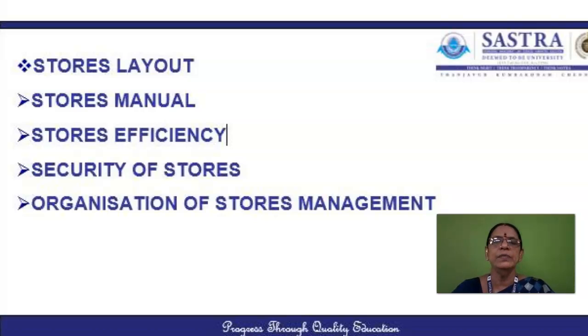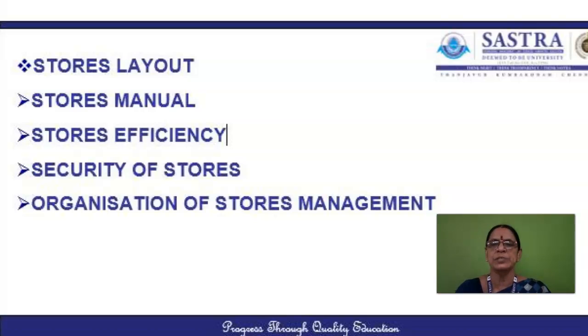Now we shall see the interrelationship between the stores and the other departments. Though the stores department is going to serve all the departments in the organization, the interaction is always between the purchase department and the production departments. We shall now see how this stores department is interrelated with the other departments.